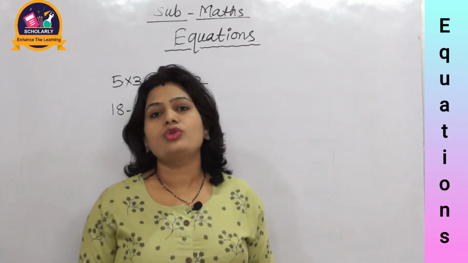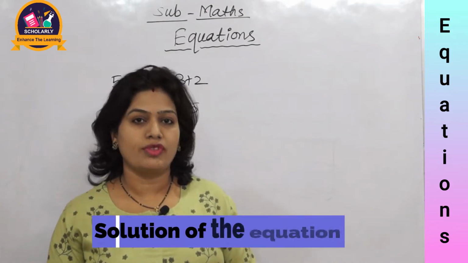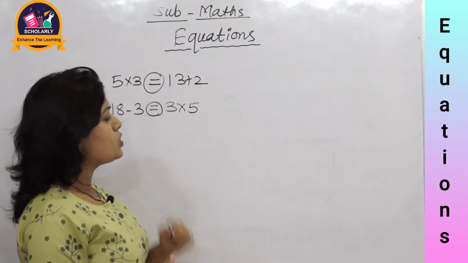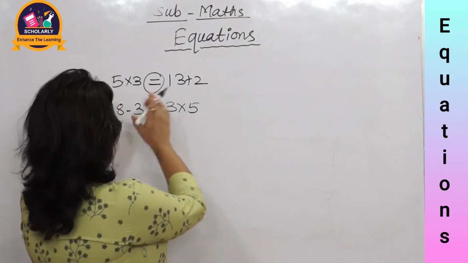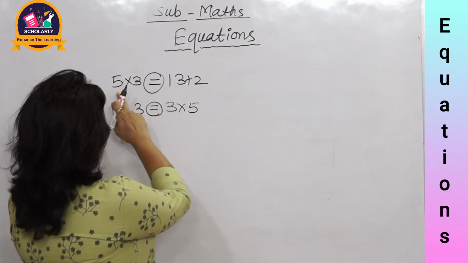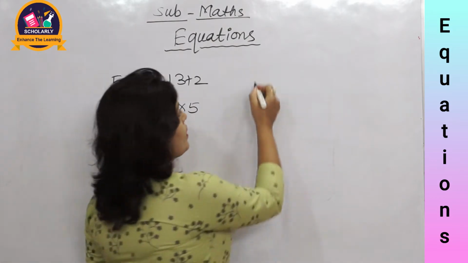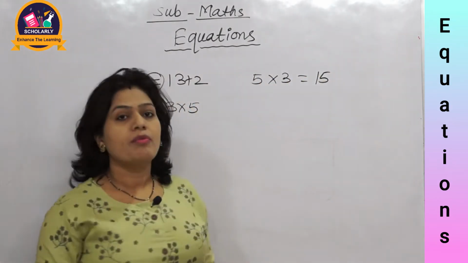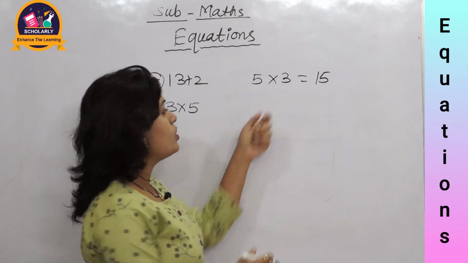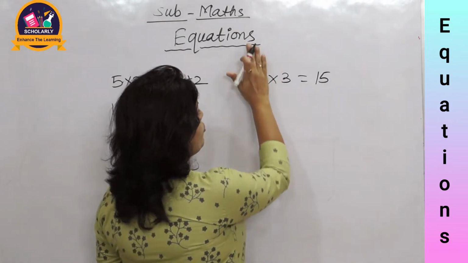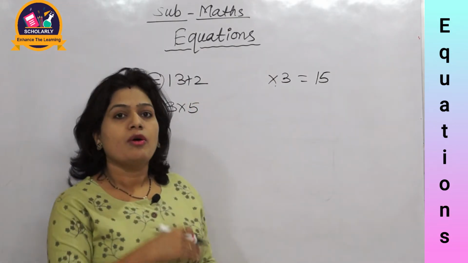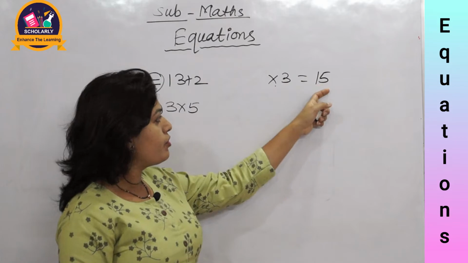Let's see how to solve the equation, or what is the solution of the equation. As we have seen, 5 into 3 equals 13 plus 2. That means both the values are equal. When we multiply 5 by 3, we get 15. But if we don't know one of these two numbers, if we don't know which number multiplied by 3 we will get 15?